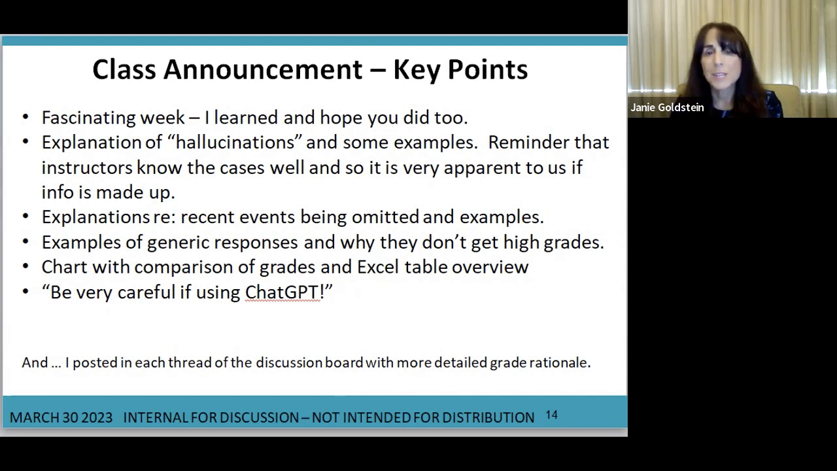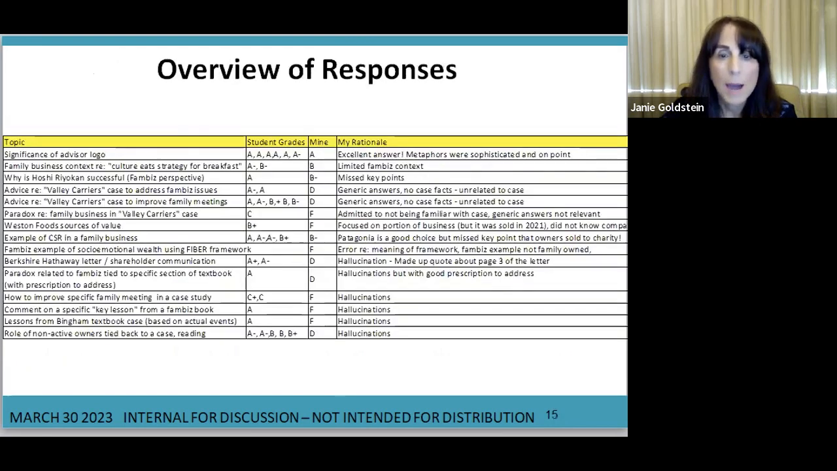It's one thing to just tell them that, but hopefully by experiencing this over these 2 weeks and seeing how they kind of got duped by ChatGPT, that'll help them to understand it. What I also did is I posted in each thread of the discussion board a more detailed rationale of my grade, to really explain it. So this is what I said. I did this Excel chart overview where the column on the left is just the title of the topic, their grades, my grades, and my rationale for why I chose the grade.